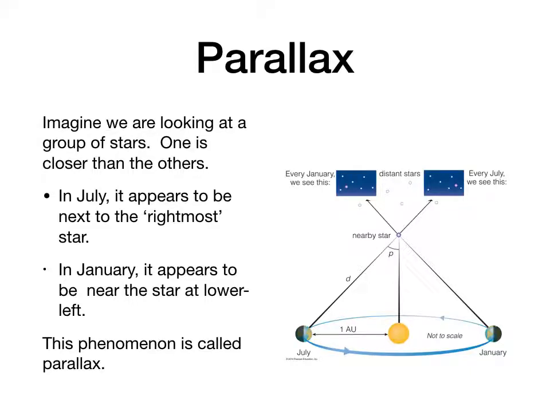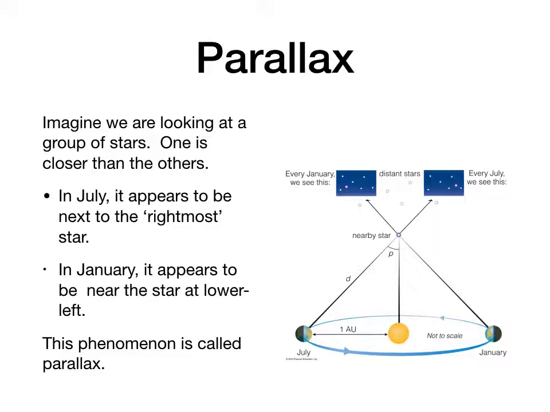It now appears next to the leftmost star of this little background group. So this is similar to having two eyes, it's just we can't get a simultaneous view, which works out fine because the stars are not moving particularly fast. So we call this phenomenon parallax.